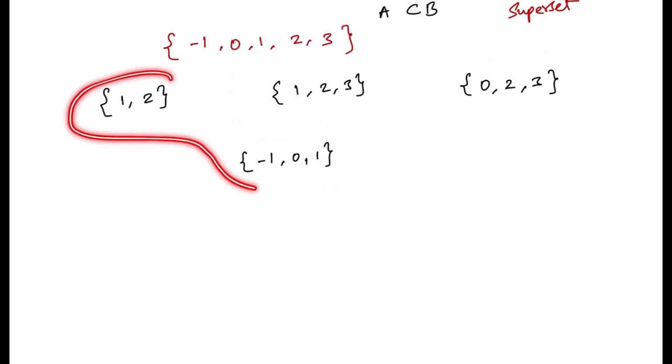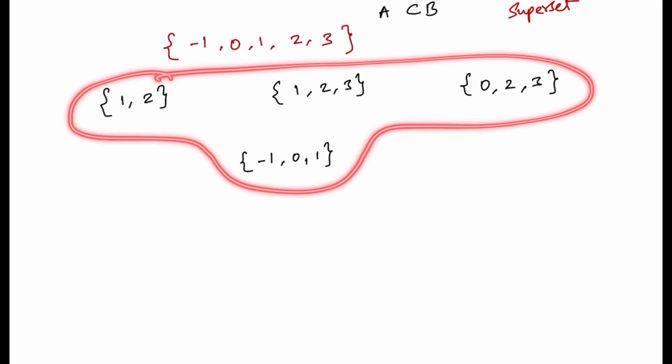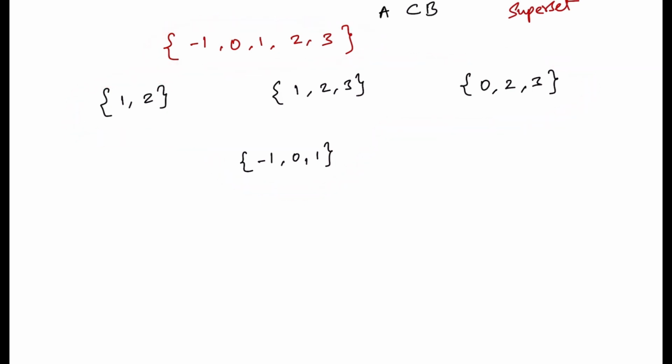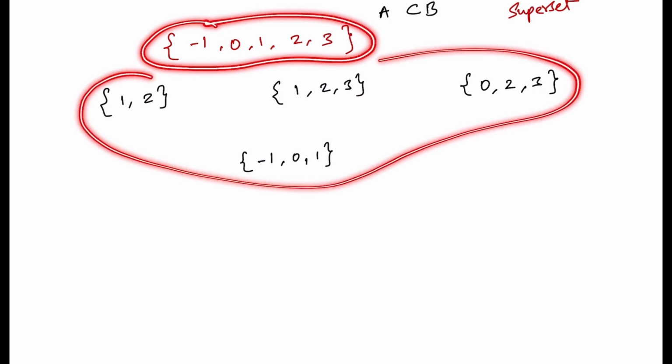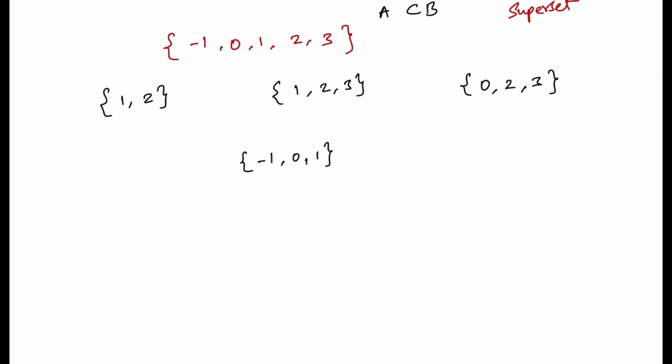That means these sets are subsets of this set. So I can say this set is the superset of all the other sets. Okay, so I can say basically this set is the universal set.